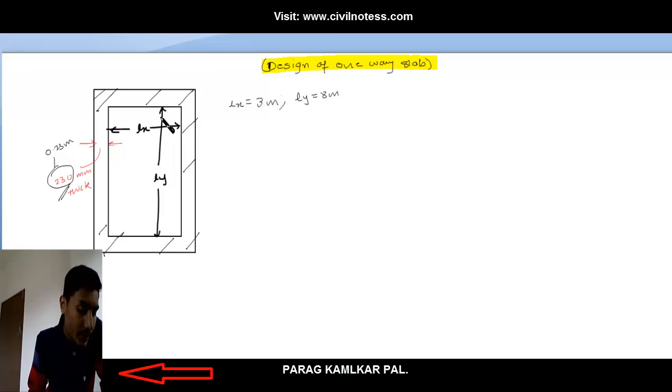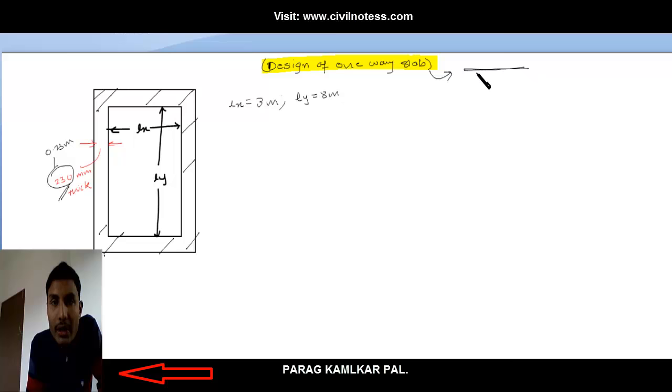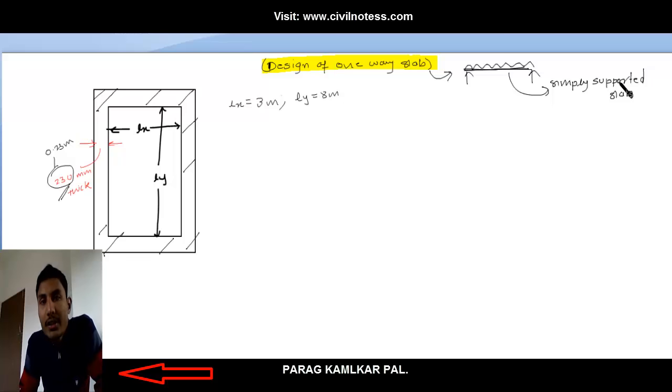The numerical is in such a manner: design a simply supported slab. We are going to solve a slab which is simply supported. What does simply supported mean? We know that a slab always has a uniformly distributed load, and it is simply supported. So guys, this is the simply supported slab we are going to design in this numerical.